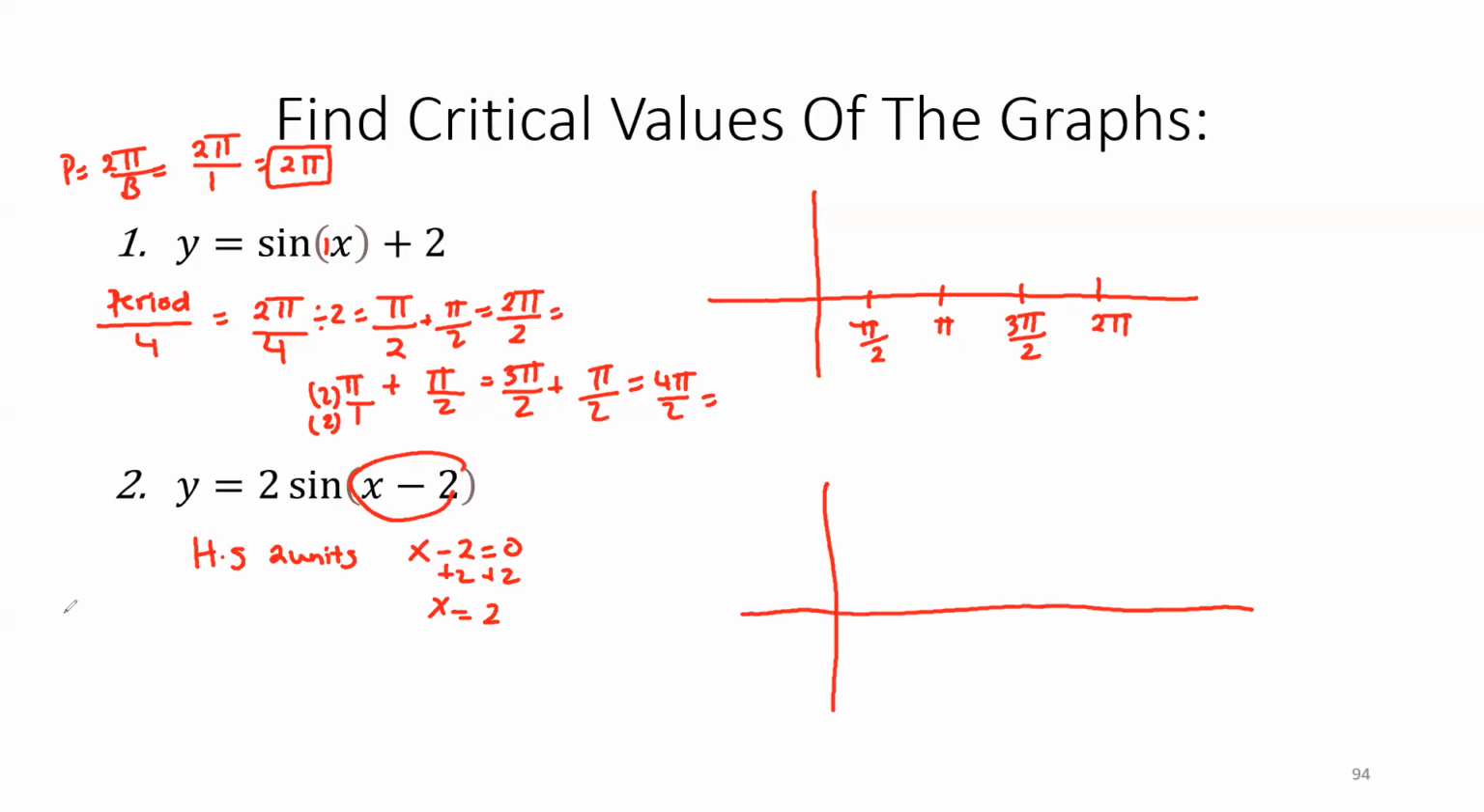The next thing I would do is find the period, and then divide that by 4. So what is my period? Let me first find the period. It's 2 pi over b. Our b value is 1, so it's 2 pi. To find the critical values, you do the period, 2 pi, divided by 4, which can be reduced by 2, so that would be pi over 2.